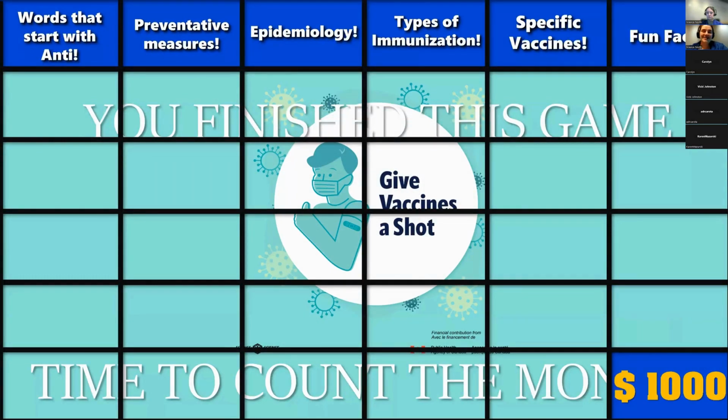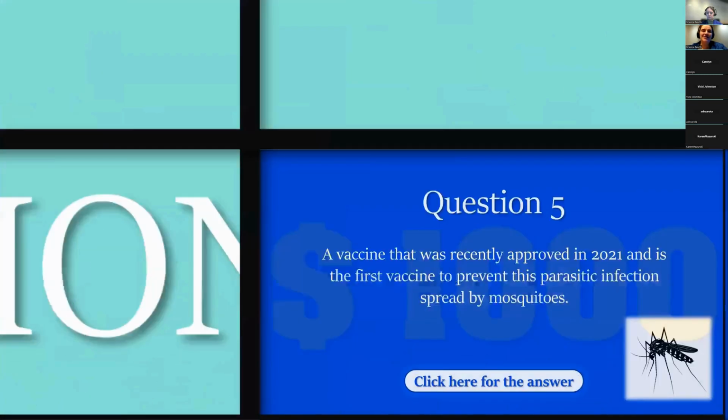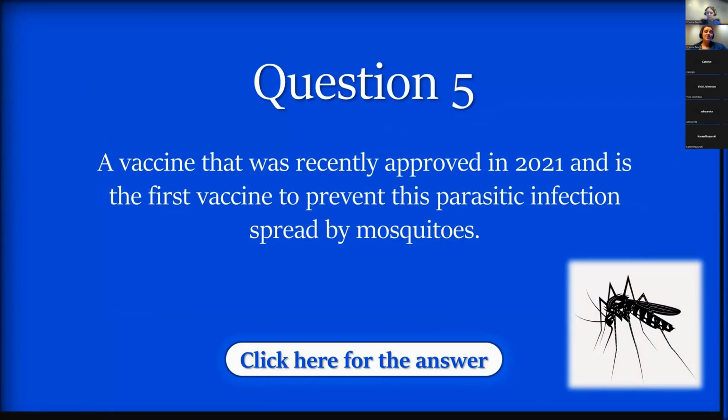And my last question for all of you today, our $1,000 fun facts question. A vaccine was recently approved in 2021 and is the first vaccine to prevent this parasitic infection spread by mosquitoes. So what is this infection called? What is this disease called?